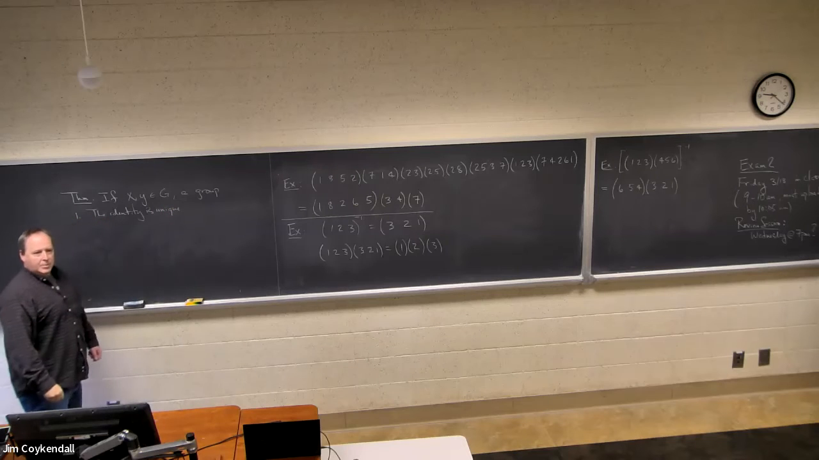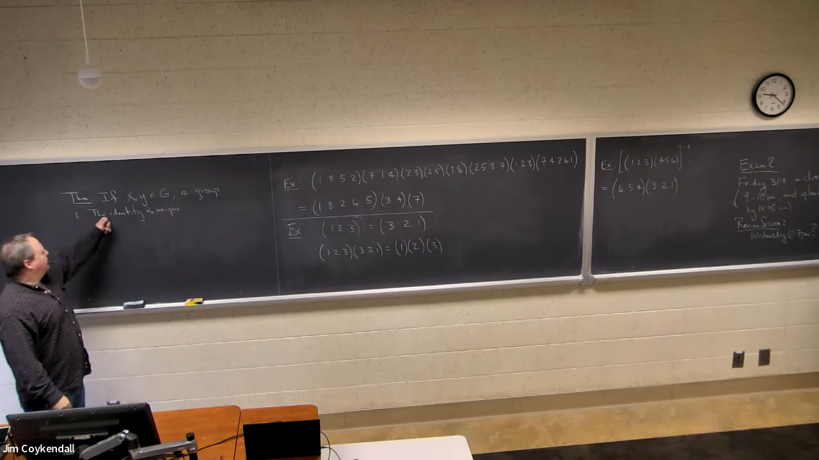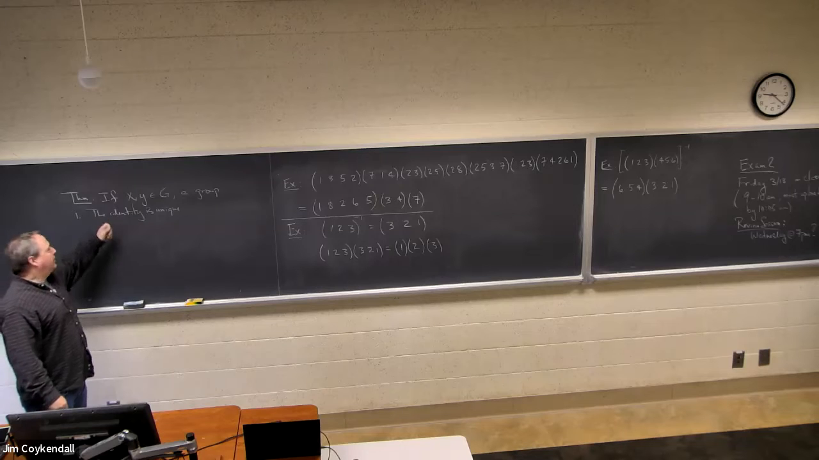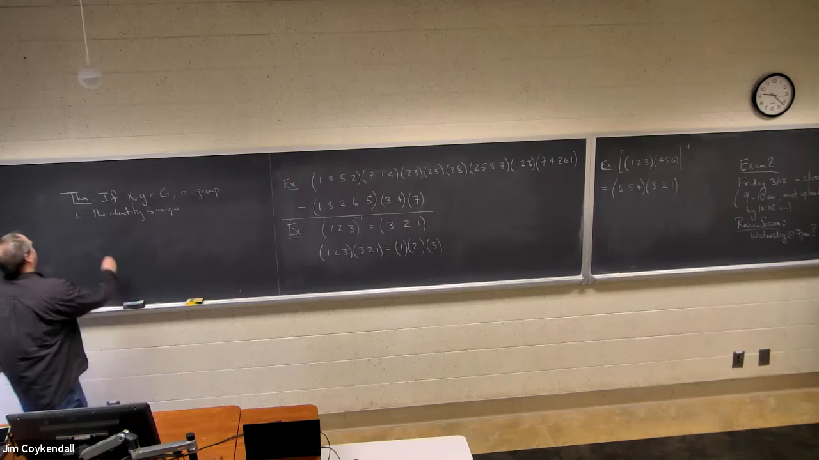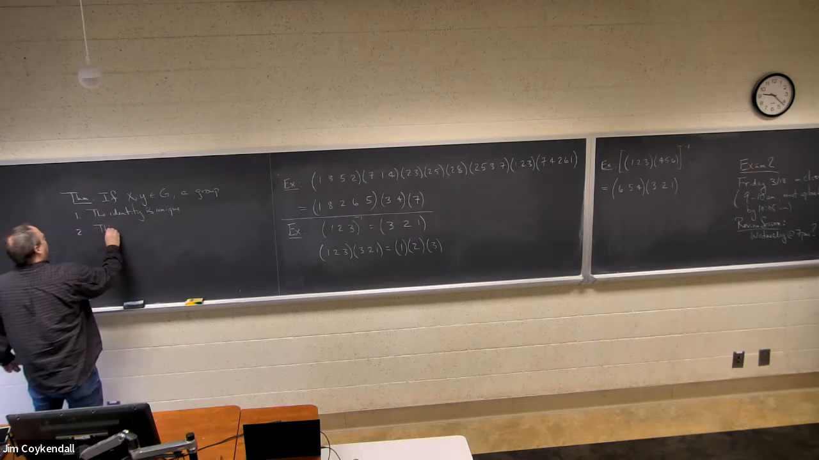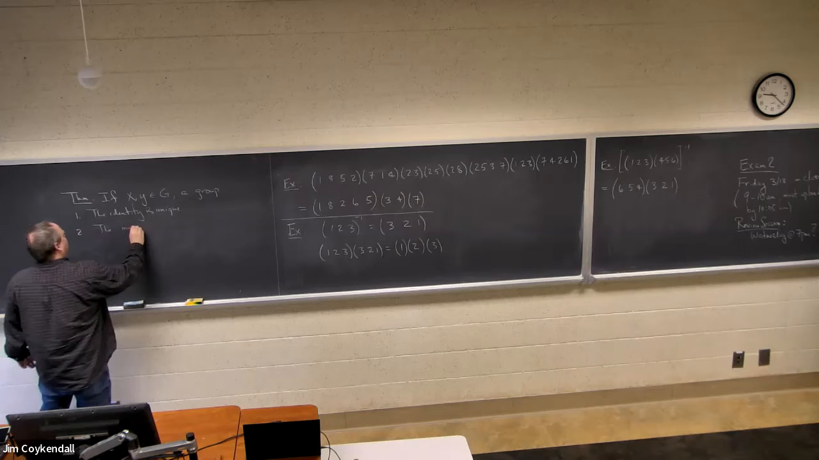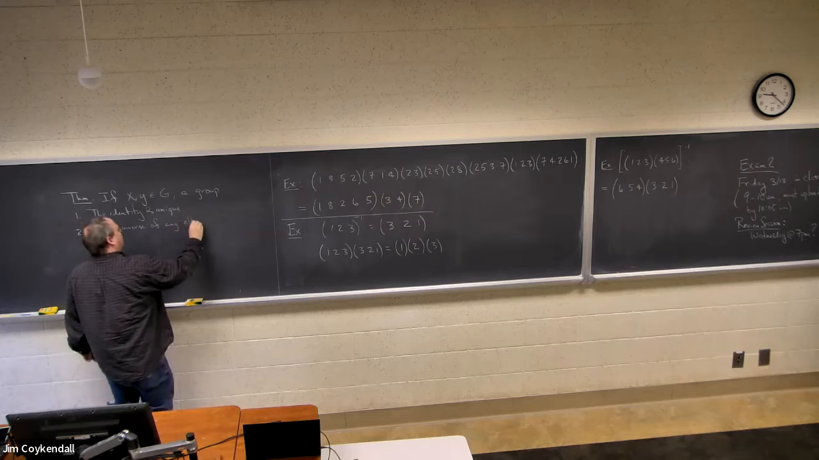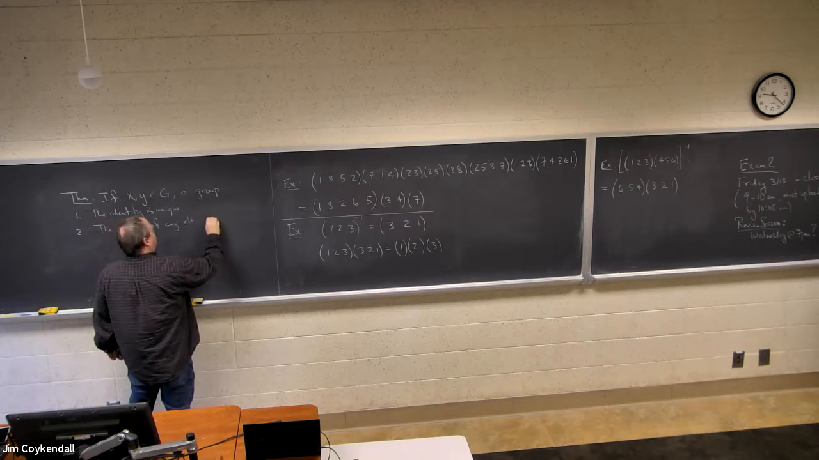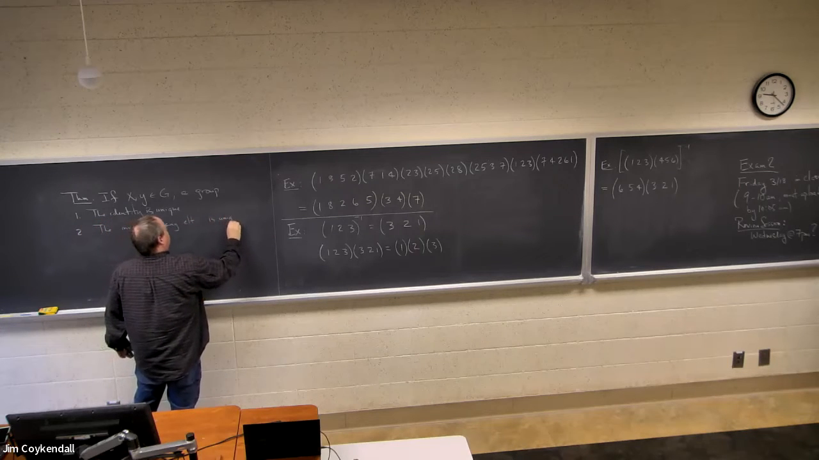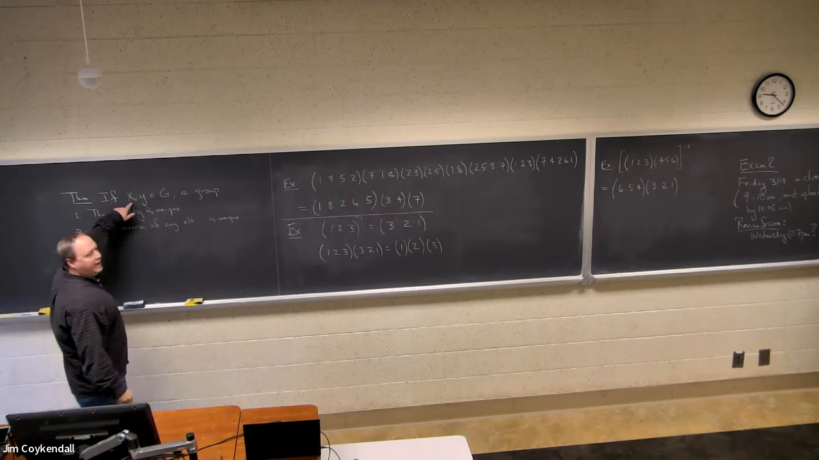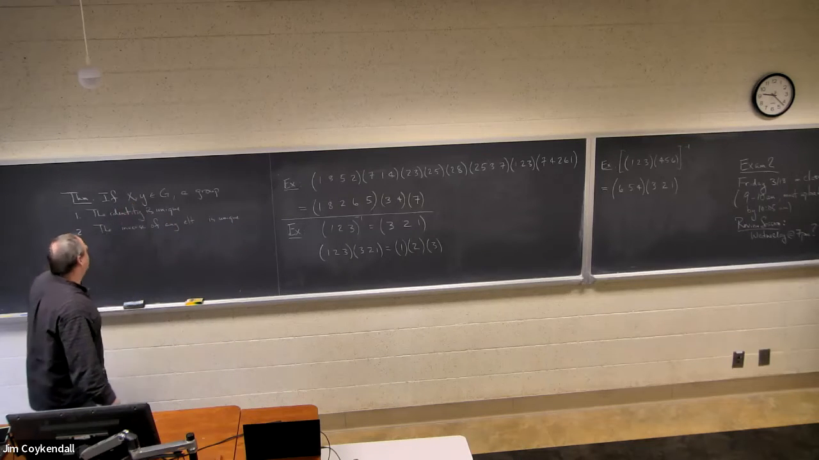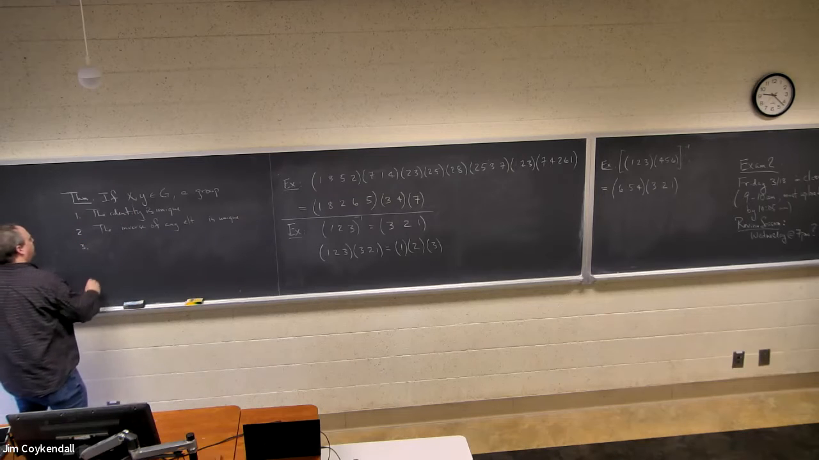The identity of a group is unique. One of the assumptions about a group is that it has an identity. This theorem says there's only one identity. Two, the inverse of any element is unique. So in particular, you know that X and Y have inverses. There's only one inverse for X, and there's only one inverse for Y.